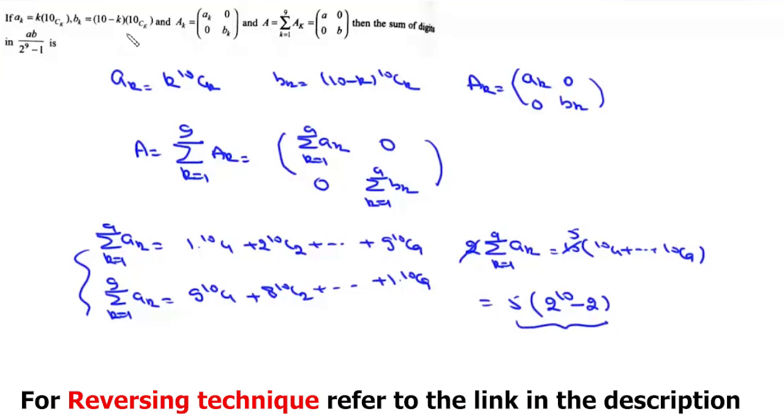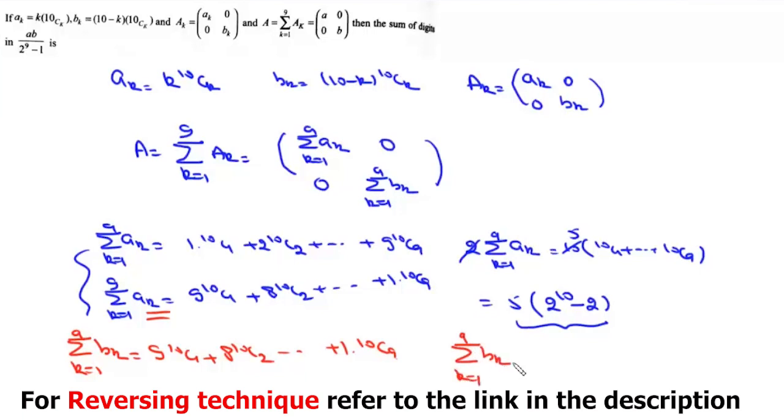Now if we look at this summation BK when K varies from 1 to 9, it'll be 9 into 10C1, 8 into 10C2 and 1 into 10C9, which again is nothing but this summation AK. So from here we can write this summation BK when K varies from 1 to 9, it'll also be 5 into 2 to the power of 10 minus 2. Now we need to find this value AB upon 2 to the power 9 minus 1, and we need to find the sum of the digits.